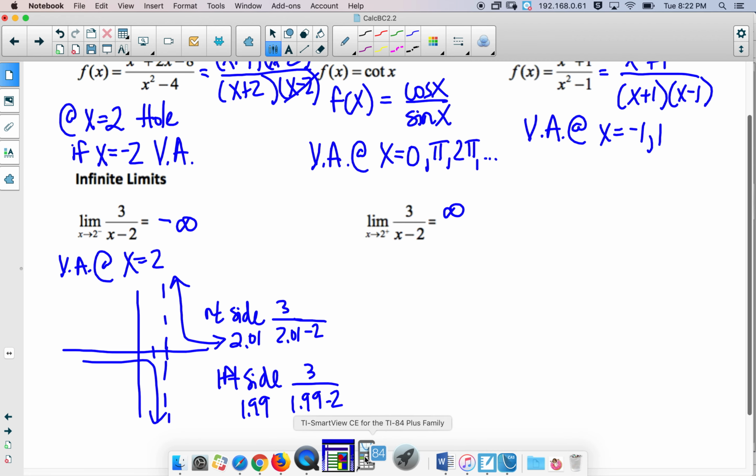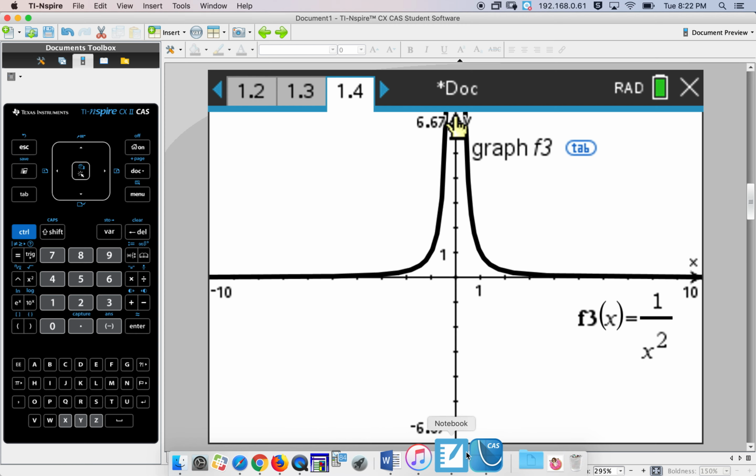Okay, let's take a look and verify and see if we're right with our calculator. Oh, whoops, wrong calculator, sorry. Okay.